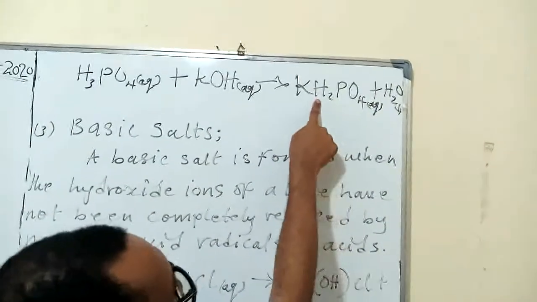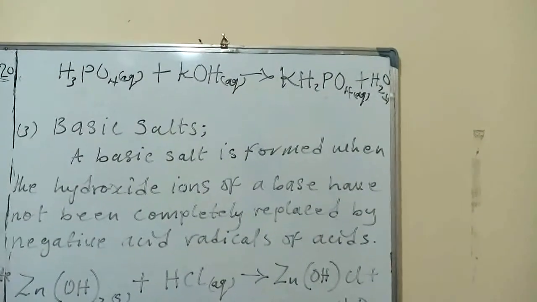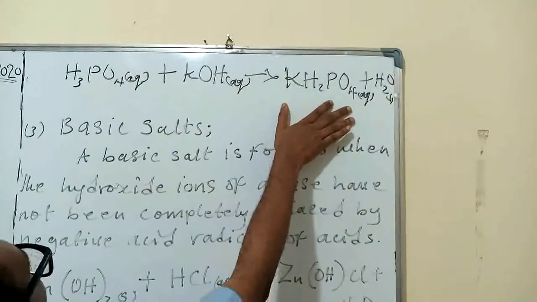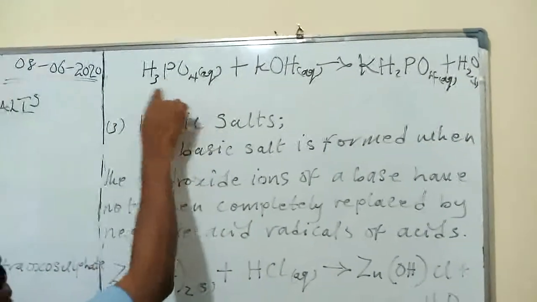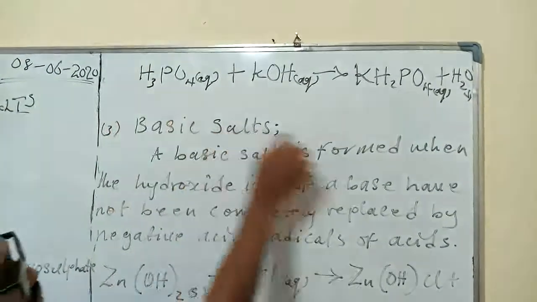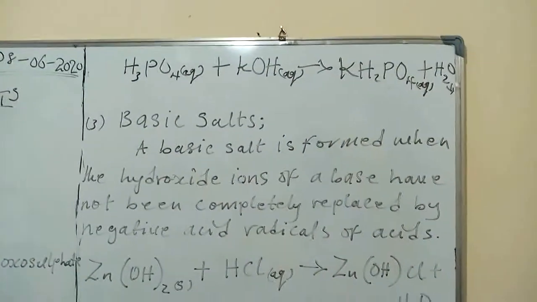Potassium hydrogen tetraoxophosphate. Isn't it? That salt is an acid salt for the fact that the hydrogen ion from the acid was not completely replaced. It was 3 atoms and now it is 2 atoms. Only one has been replaced or taken out.